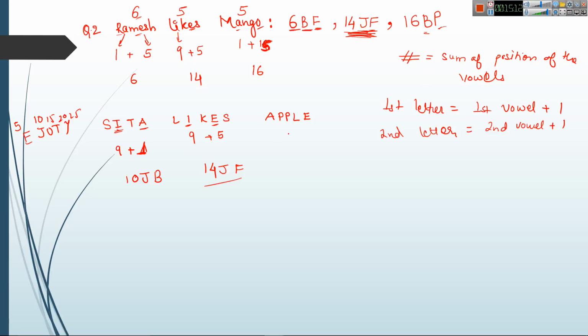And the code for apple will be: apple starts with A, whose position is 1, and for E the position is 5, so we get the number part equal to 6. For the first vowel A, A plus 1 gives B, and E plus 1 gives F. So the code for "Sita likes apple" will be 10JB, 14JF and 6BF. So we move to the next question.